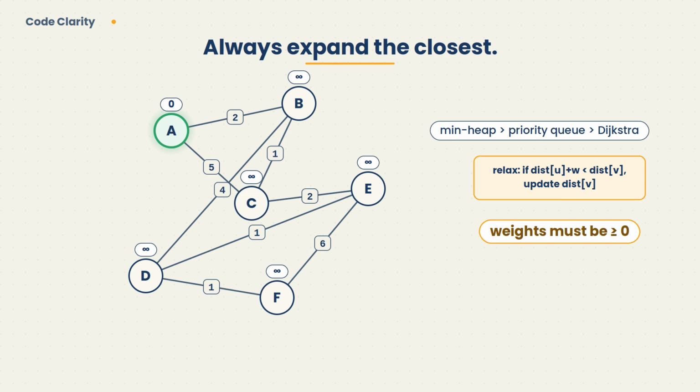One important condition: Dijkstra works when all edge weights are non-negative, like distance, time, or cost. If negative weights exist, we need a different algorithm. The piece that makes it fast is a priority queue, the min heap from the last episode, handing you the closest unsettled vertex in O of log V time.